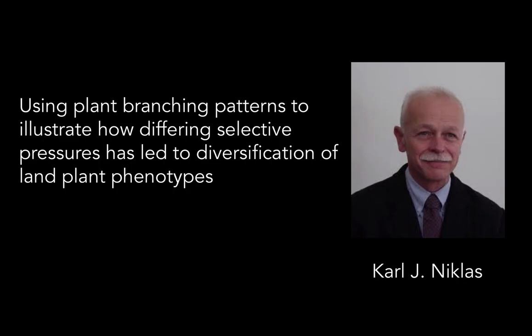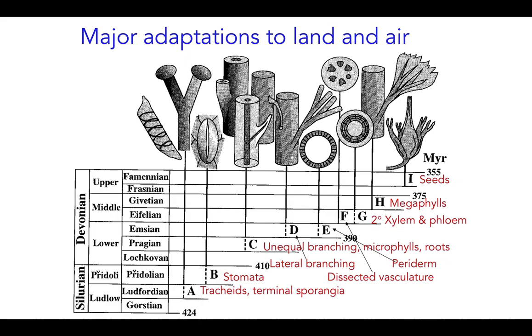Okay. So I would like to introduce to you a really nice example that was brought about by a professor at Cornell University. He actually did this work in the 1980s. And what Carl did, and he also wrote one of the books that you're using for class, was that he was interested in reconciling this problem. And he wanted to use plant branching patterns to illustrate how differing selective pressures have ultimately led to the diversification of land-plant diversity, or the diversity of land-plant phenotypes.